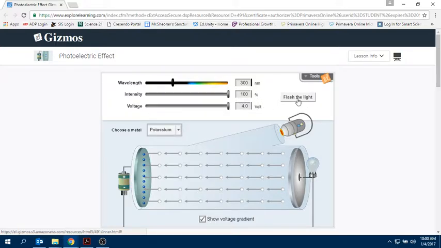Let me show you what I mean. Flash, and we see at a 4 eV voltage, there's a 4-volt field pushing electrons this way. It's too much. The electrons can't make it. So I'm going to reduce it by half.